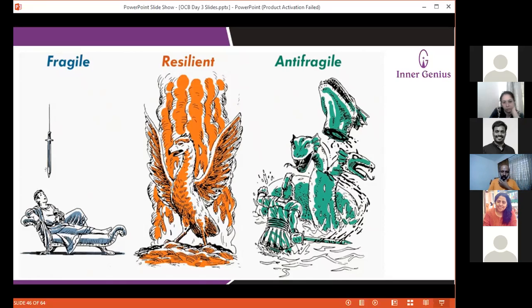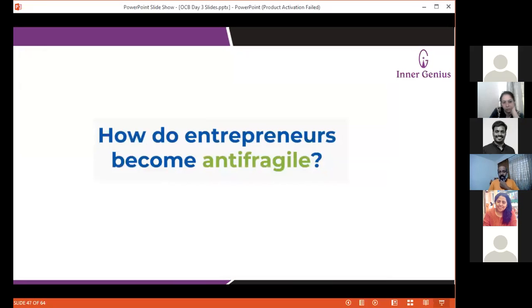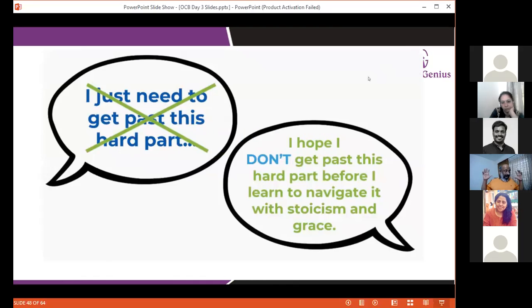A lot of people ask, how can we become anti-fragile? How do entrepreneurs become anti-fragile? Let me give you another simple tool. Most of the time, when we find difficult situations, we think, I just need to get past this hard part and then I will enjoy. Bad news, sad news, difficult news, you will never get past. One difficulty is over, another difficulty will come to you. So you will never get past this.